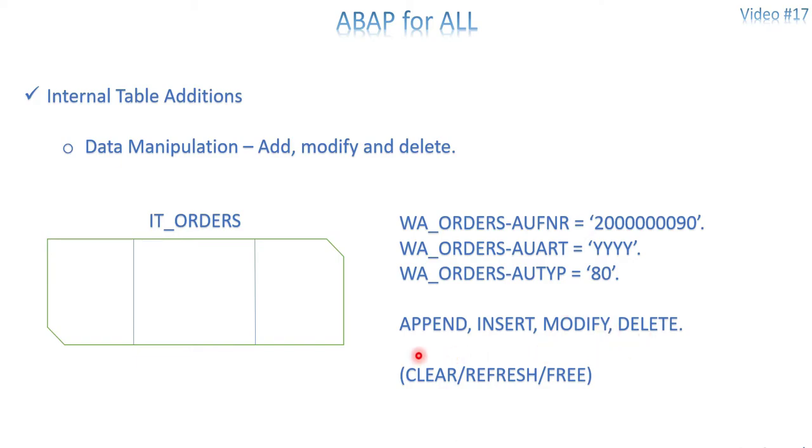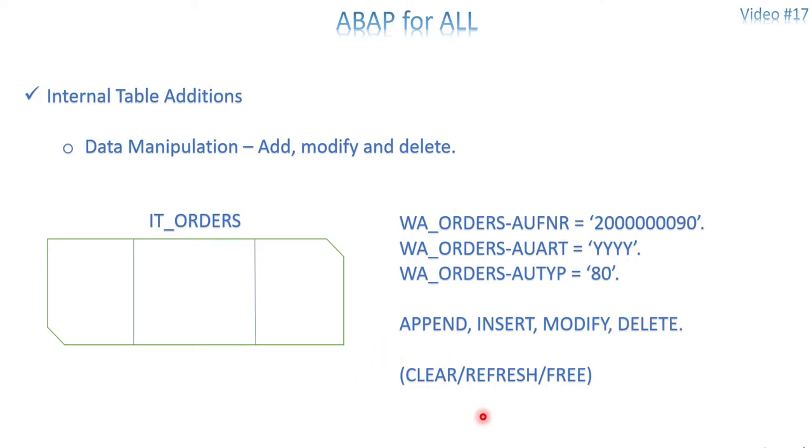So here, append, insert, and modify need the help of a work area to add a record. Insert and append are doing the same thing, we'll give the difference, and modify changes the record in your body of an internal table. But delete works both ways. It sometimes depends on the place where you're using it. Sometimes it needs the help of a work area, and sometimes it will delete the record directly from the body of an internal table. That is the specialty of delete.